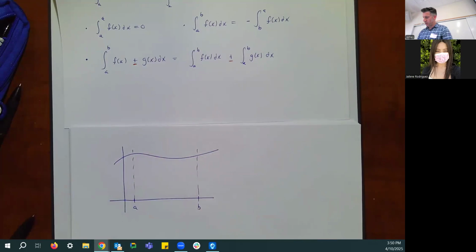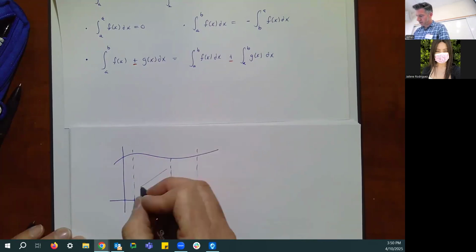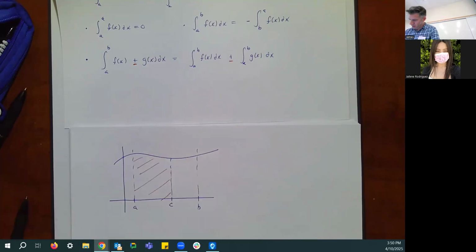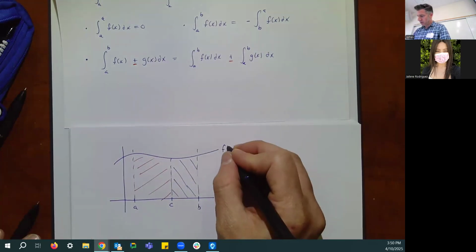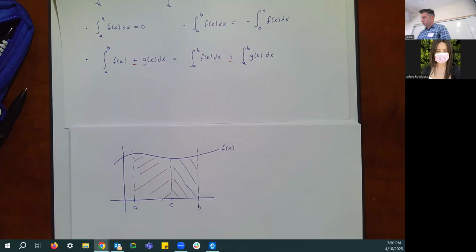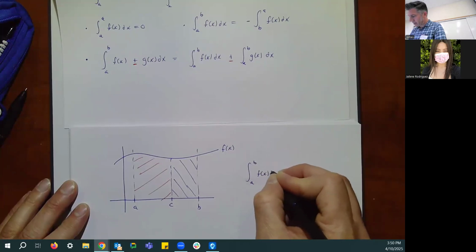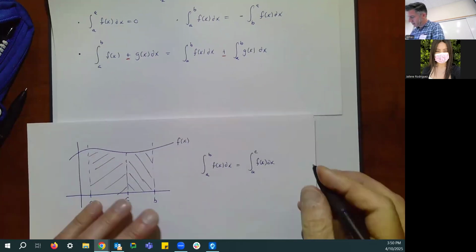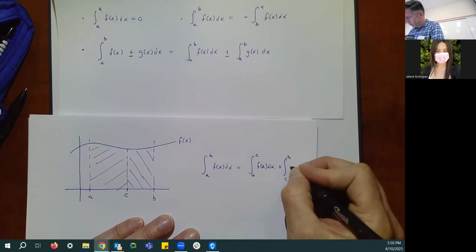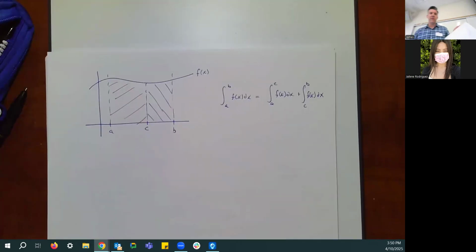So what I want to do is pick some number C here. All I really want to point out is that these two areas, from A to C and from C to B, make up all the area from A to B. Writing that this way, we can say that the integral from A to B of f of x dx is equal to the integral from A to C of f of x dx plus the integral from C to B of f of x dx. And while that might not seem super exciting, it's very useful.